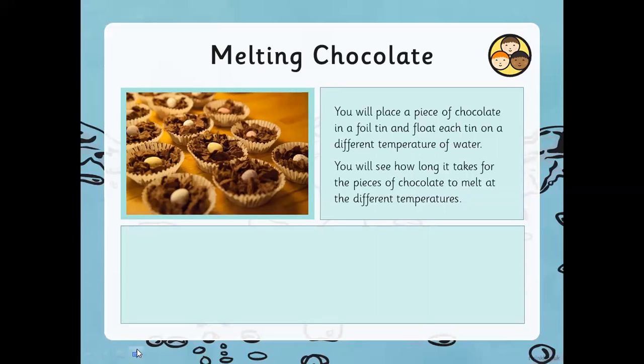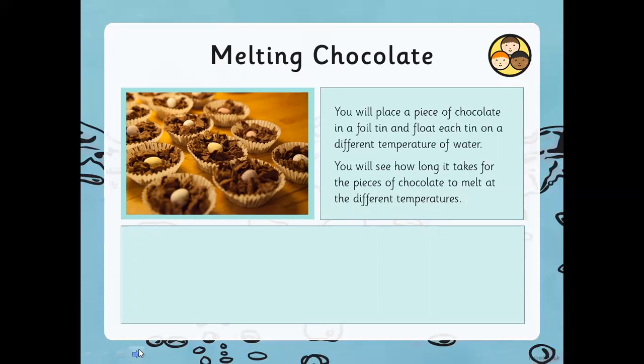Okay. This is what you can do at home now. So you'll need to freeze the screen. You'll need to place a piece of chocolate in a foil tin and float each tin on a different temperature of water. So you could have cold water from the tap, hot water from the tap, and hot water from the kettle. Please make sure you've got a grown-up with you to help you do this. You will see how long it takes for the pieces of chocolate to melt at different temperatures.